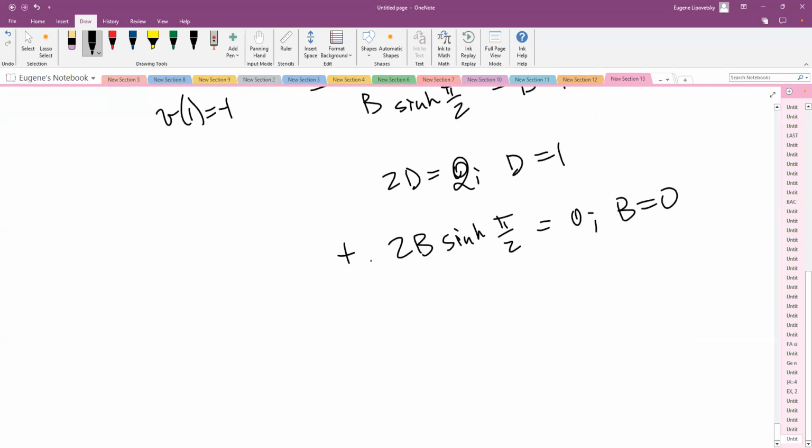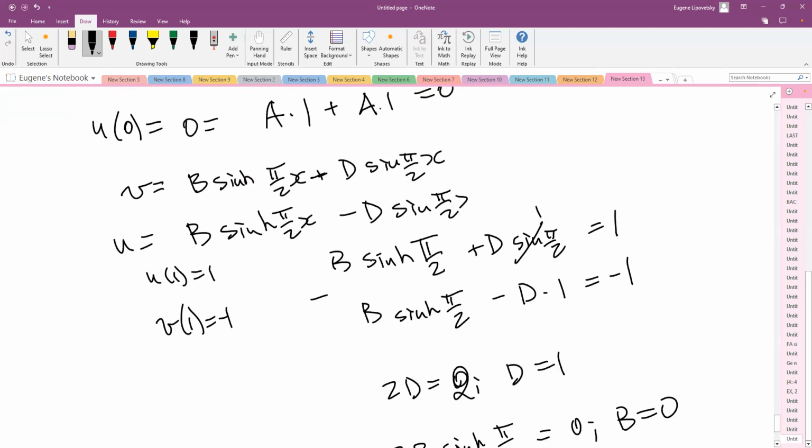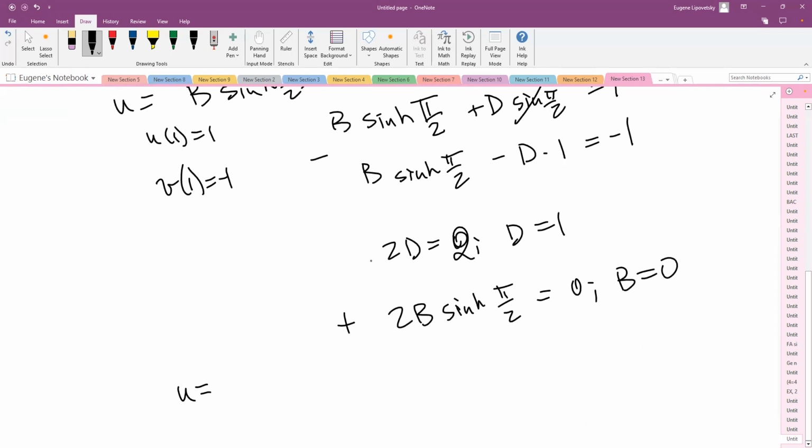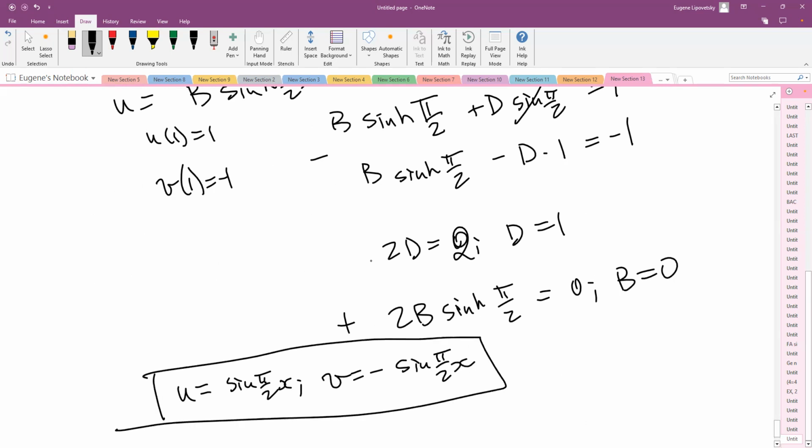And the result is we have that u equals sine of pi over 2x, and v equals minus sine of pi over 2x. Now, those are the extremals of this problem.